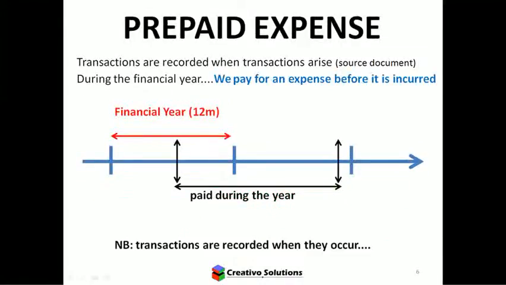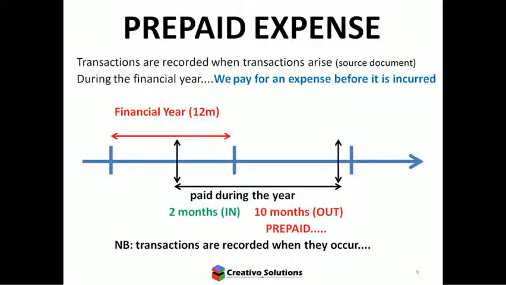The one that we're going to be looking at here is a prepaid expense. Transactions are recorded when they arise. We know that. During the financial year, what happens if we pay for an expense before it actually is incurred? We know the financial year is 12 months. That's important. We've paid for something during the year, but it extends after the year end. So if we've got 2 months that belong in the financial year as an expense because we've incurred it for that period, but then the other 10 months are outside the financial year, how are we going to adjust for this?